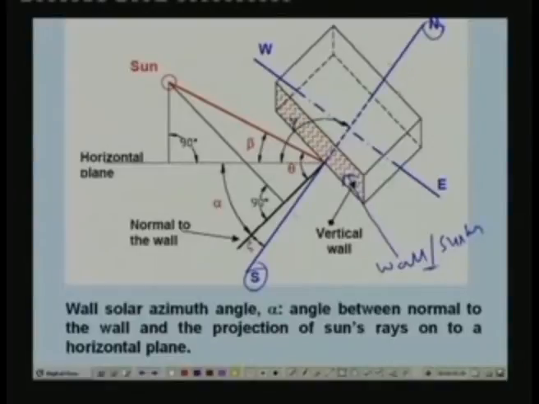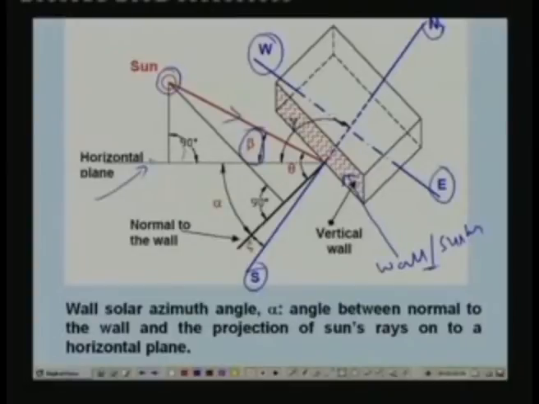So this is north and south, this is your east and west directions, and let us say that at a particular point on a particular day, the sun is at this position, and this is your horizontal plane. Okay, and this line is nothing but the projection of the sun's rays onto a horizontal plane. So this is 90 degrees. So from the definition we know that this angle is beta, which is nothing but the angle between the sun's rays and its projection on the horizontal plane.